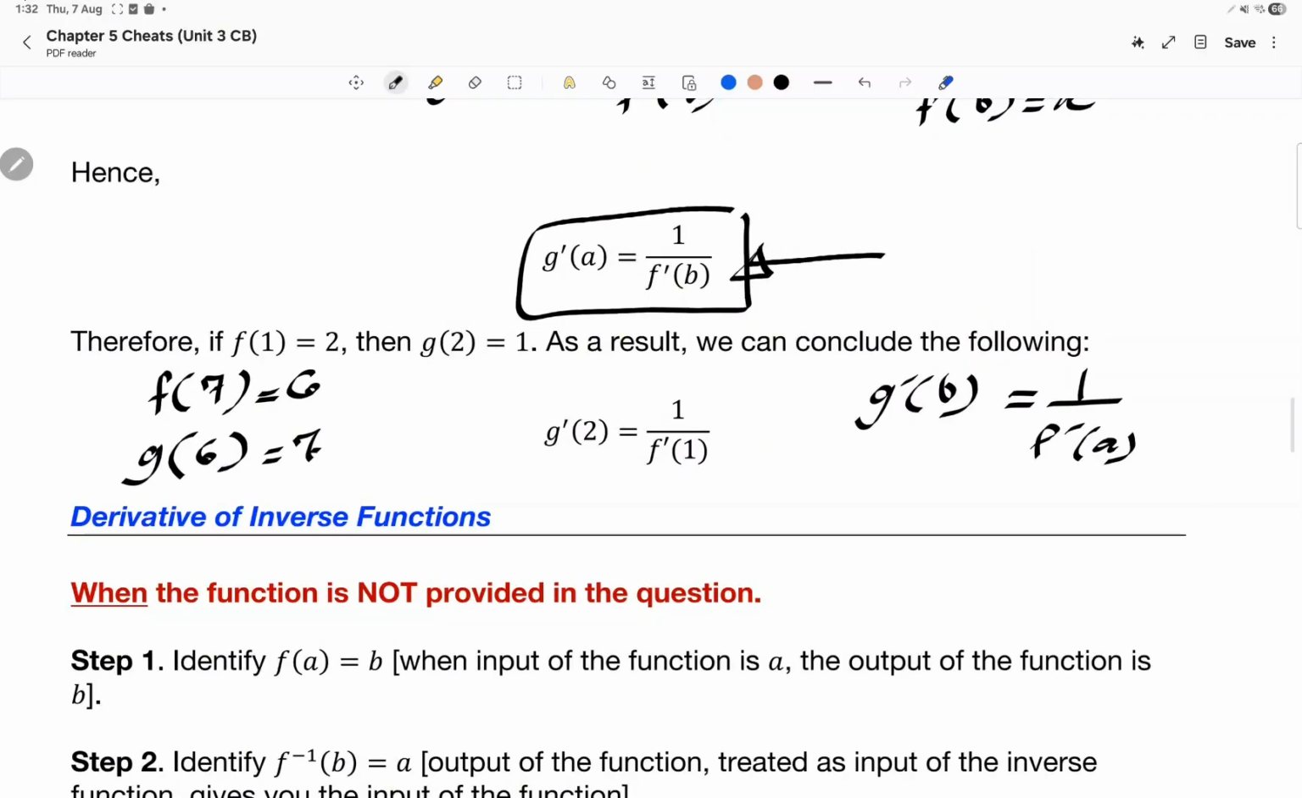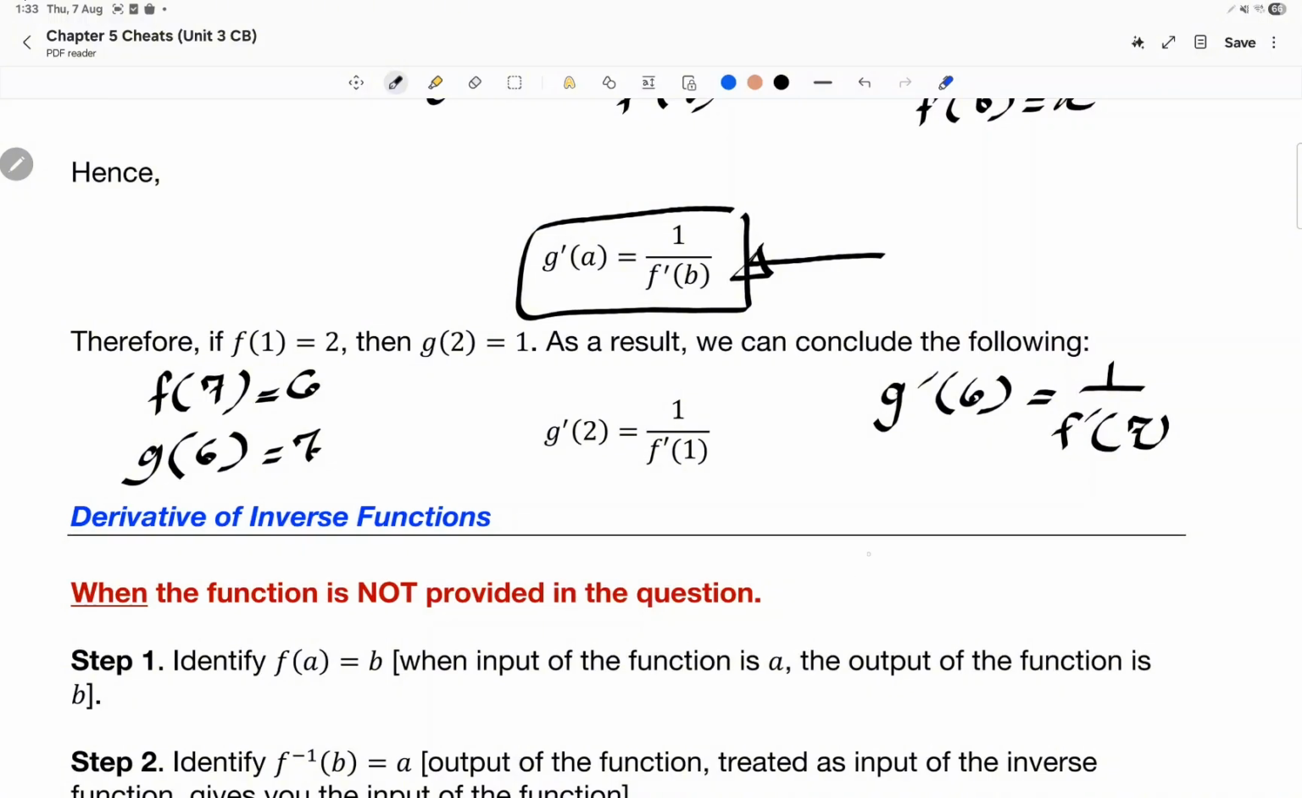Now they're going to say, okay, so what is the g prime of 6? You will say 1 over the f prime of 7. And if you know that, you know the answer. So 1 over 6? We don't know, because we don't know the f prime. The question might give it to you.